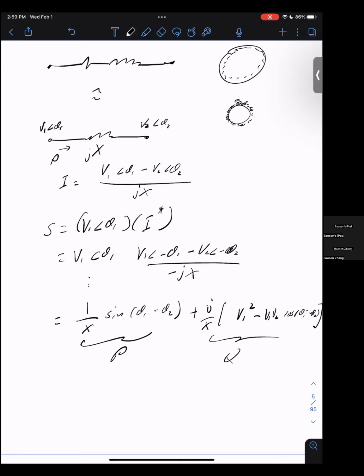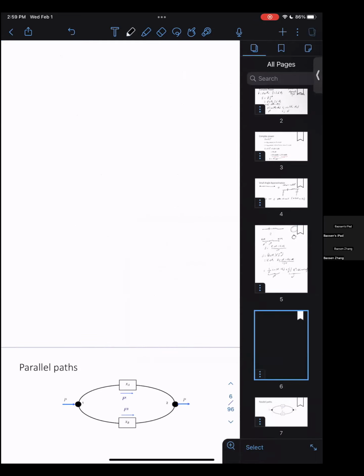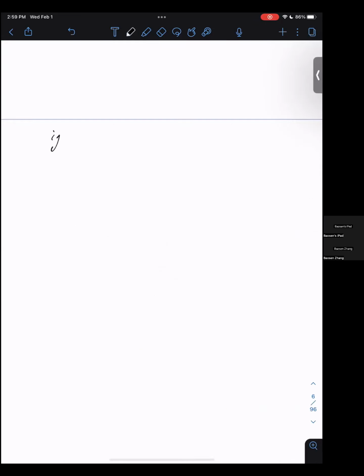Next, this is economics. We care about how money changes hands. Let's not worry about Q. It's not that Q is not there. We simply ignore the fact that we have Q. Forget about Q. So ignoring Q, we have P equals 1 over x sine of theta 1 minus theta 2. Good. So we have a much simpler equation now.